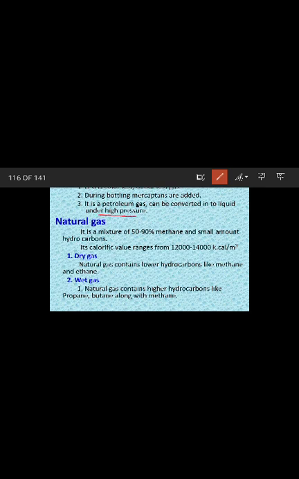Now let us learn natural gas. It is a mixture of 50 to 90% of methane and a small amount of hydrocarbons. Its calorific value ranges from 12,000 to 14,000 kilocalories per meter cube. There are two types of gases available. One is the dry gas, another one is the wet gas. In the dry gas, the natural gas contains lower hydrocarbons like methane and ethane. If it is the wet gas, the natural gas contains higher hydrocarbons like propane and butane along with methane.